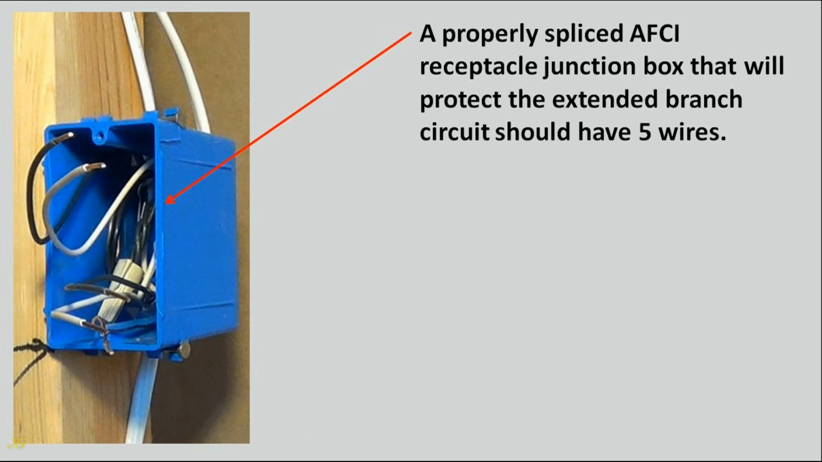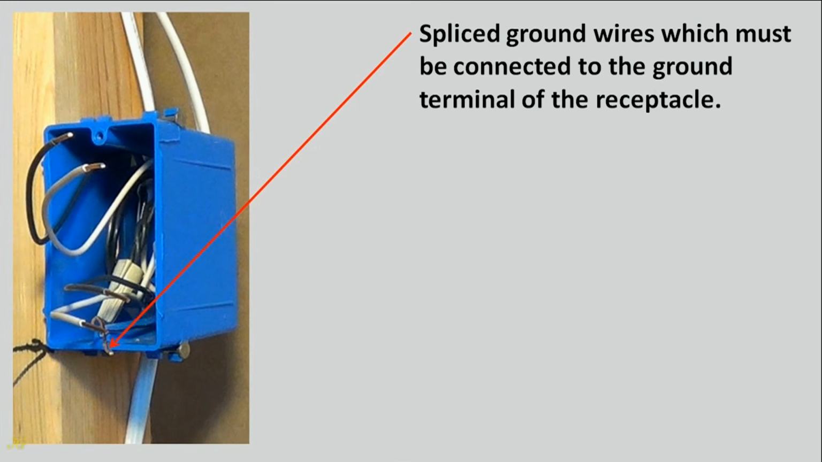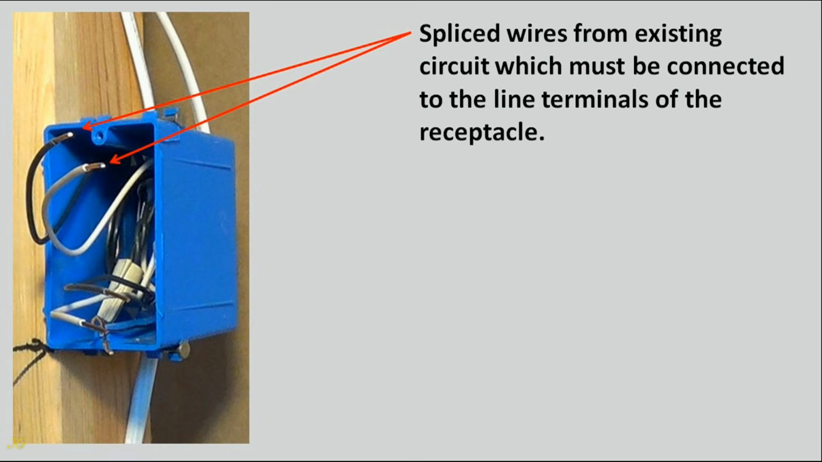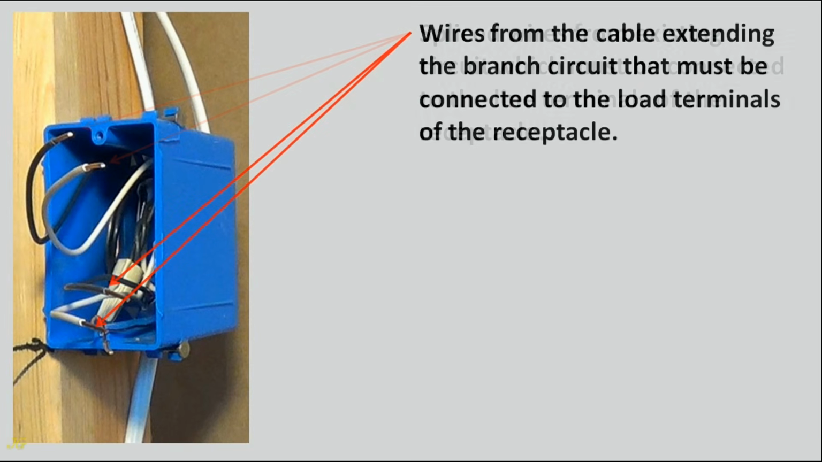A properly spliced AFCI receptacle junction box that will protect the extended branch circuit should have 5 wires. Spliced ground wires must be connected to the ground terminal of the receptacle. Spliced wires from the existing circuit must be connected to the line terminals of the receptacle. Wires from the cable extending the branch circuit must be connected to the load terminals of the receptacle.